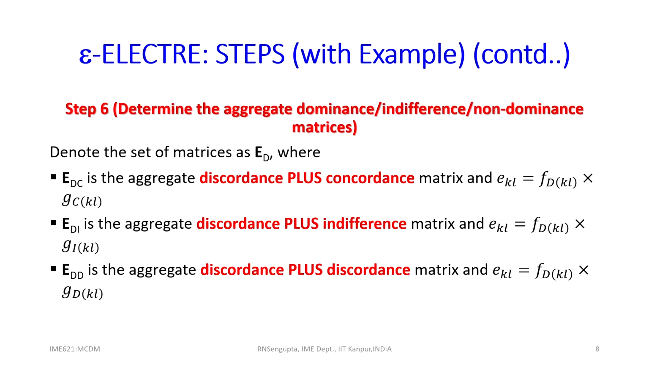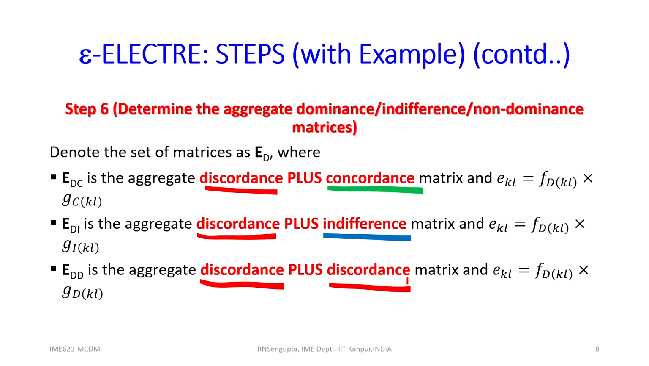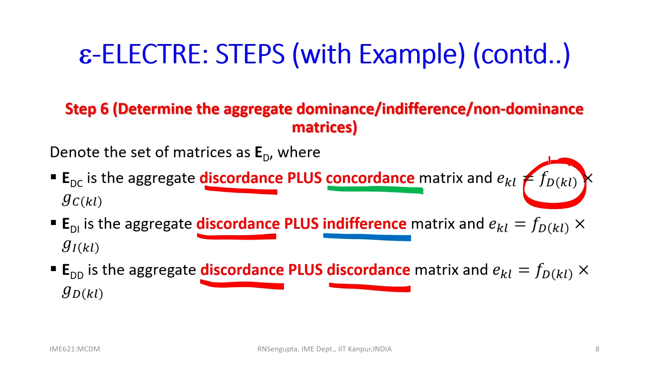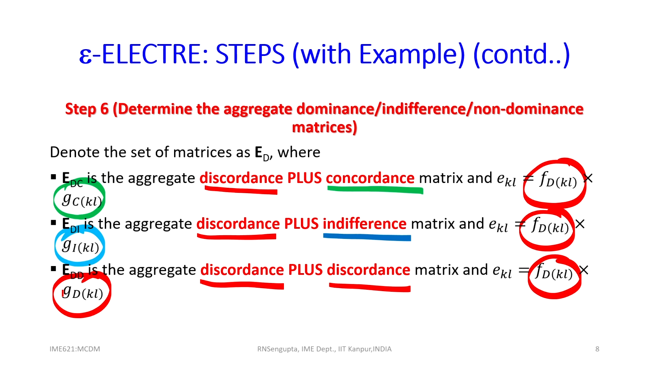Finally, when we have determined the dominant or indifference and non-dominant matrices based on the aggregate of discordance, the coloring scheme again remains the same: discordance, discordance, discordance. This is concordance, this is indifferent and this is discordance. So, what do we do? Again multiply the corresponding cell values for those corresponding matrices, and what are the matrices? They are based on the discordance here, discordance here, discordance here, and discordance for the first case is being multiplied with the concordance, for the second case is being multiplied with the indifference, and for the third case is being multiplied again by the discordance.